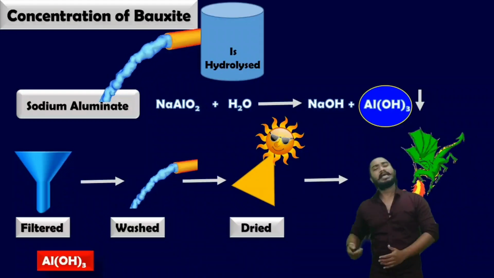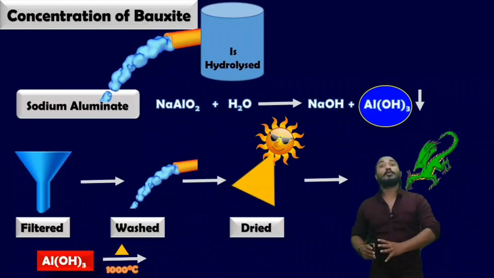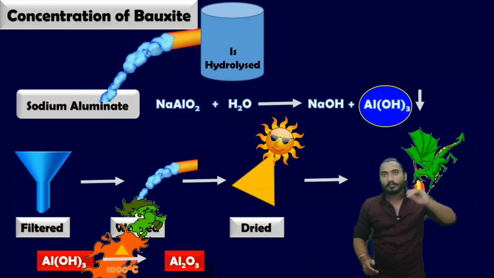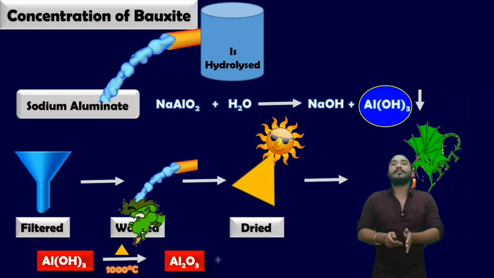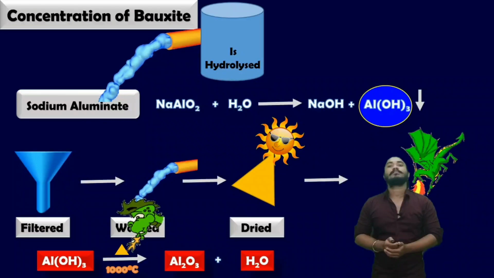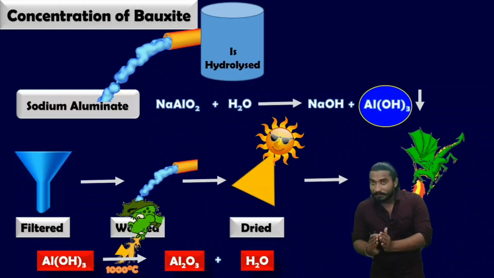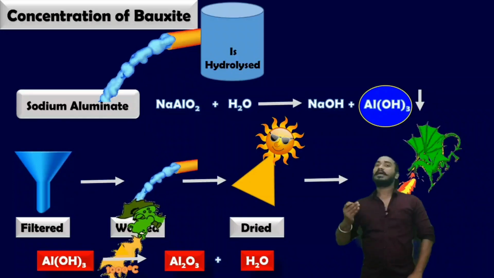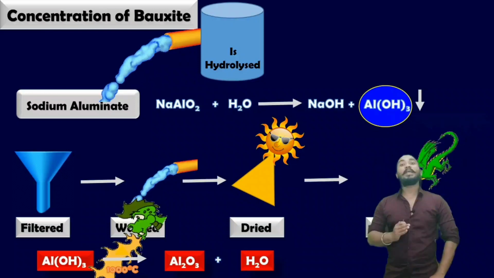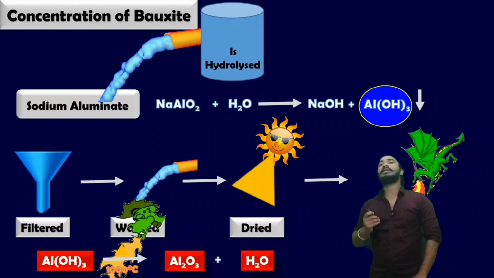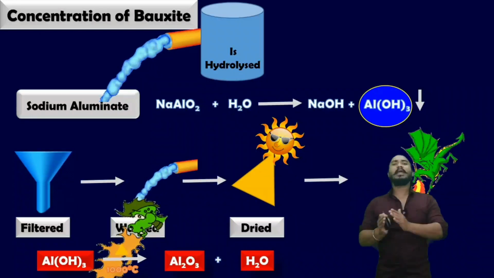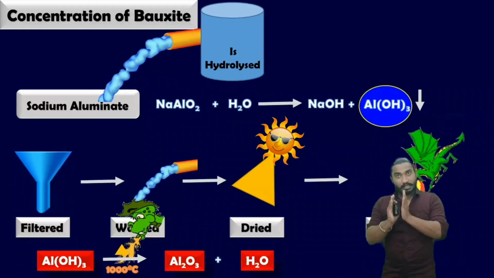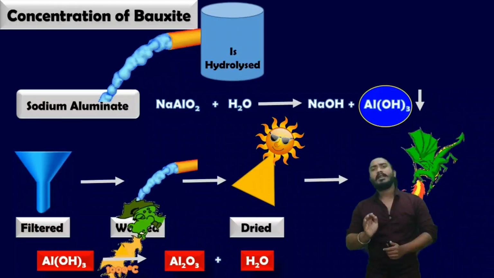When you ignite this aluminium hydroxide, what happens? The water molecules are removed, and we get aluminium oxide. And this ignition temperature is 1000 degrees Celsius. That means aluminium hydroxide is heated at 1000 degrees Celsius to obtain aluminium oxide, which has the chemical formula Al2O3. Children, if you observe this equation, even this equation is an unbalanced equation.